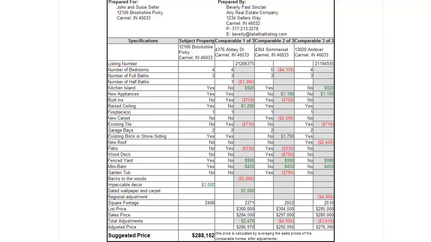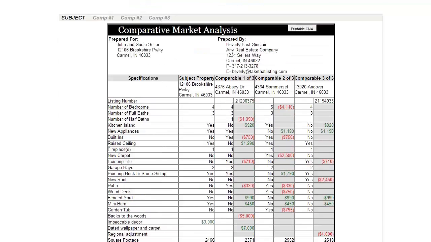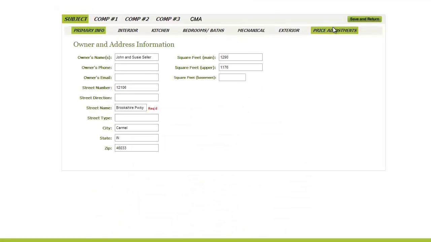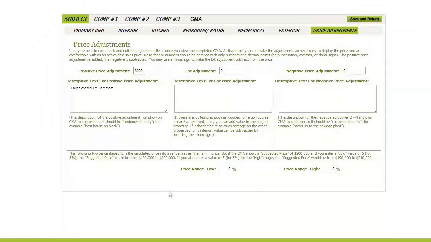This is another place where the system is extremely flexible and can allow you to determine if you want to bump the price up a little bit or bump it down a little bit. To do that, it's pretty easy. Simply go back to the subject property and only under the subject property price adjustment, you'll notice two boxes. One says price range low, the other says price range high. This is for you, the agent, to give a range reflected in percentages of the suggested price, which was $288,000. In these two boxes, you can put whatever number you want to.